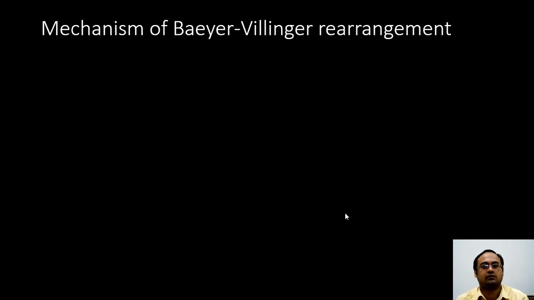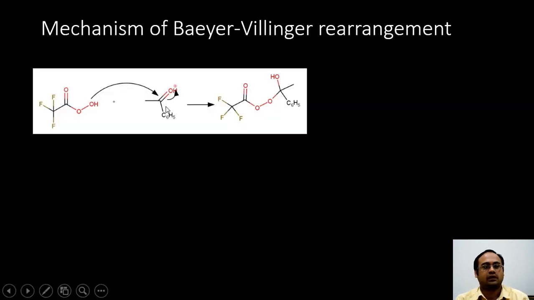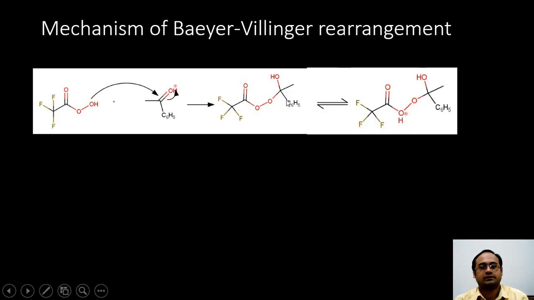Now let us understand what is the mechanism of this Baeyer-Villiger rearrangement. Under acidic conditions, the acetophenone is first protonated. This is then attacked by the trifluoroperoxyacetic acid, and it gives rise to the formation of this intermediate with a tetrahedral carbon here. This will further get protonated at this oxygen to give that intermediate.